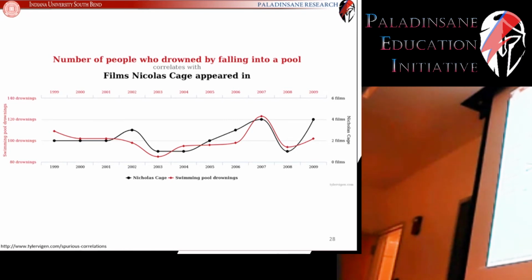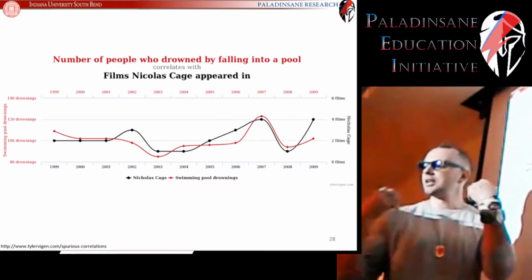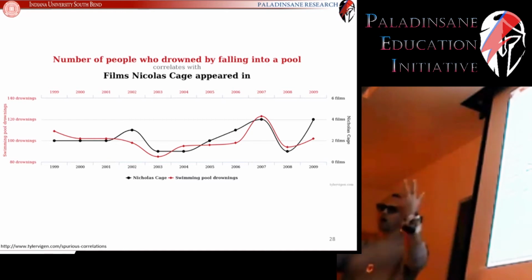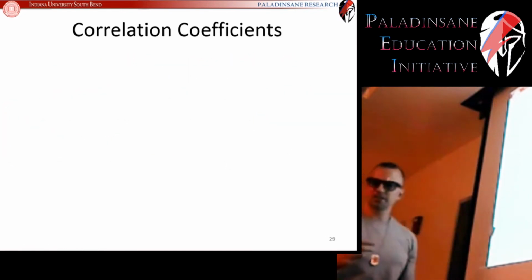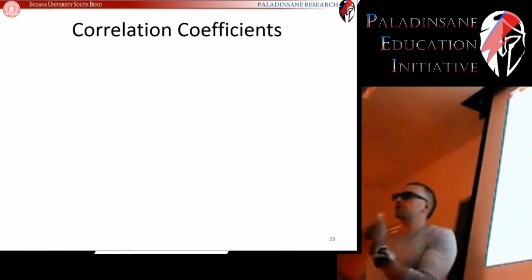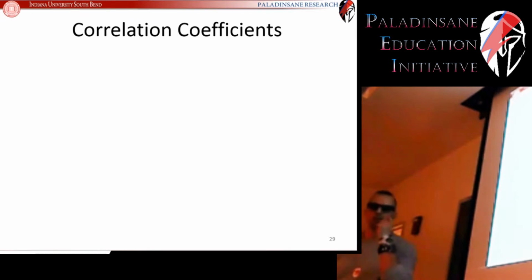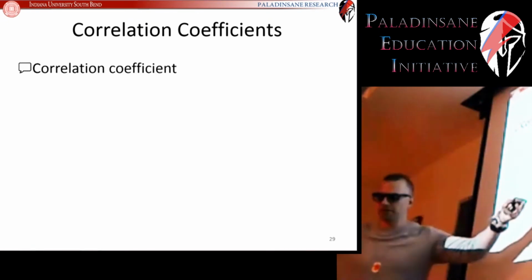I don't know if people don't like Nicolas Cage films and just decide to end it. But anyways, it's correlated, but it doesn't imply causation. So always keep that in mind. But what we're going to be talking about today is when things are interpreted as just being correlated, they can still be interpreted incorrectly.